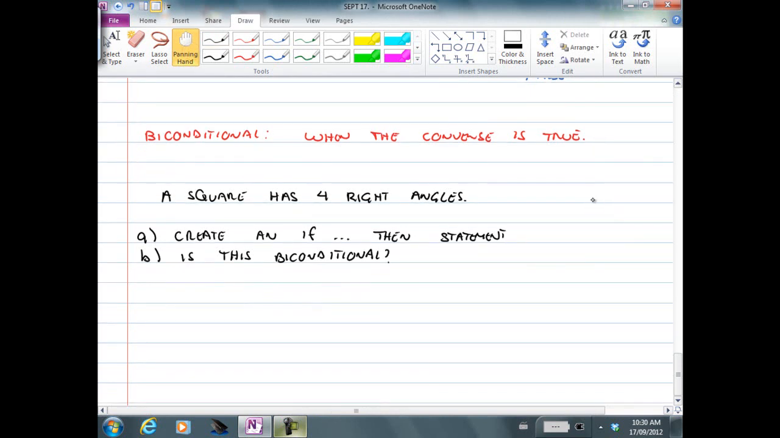So what's your if-then statement going to be for this? If what? What about it? If four right angle. Nope. That's a converse. Amit, what's your if-then statement going to be? If it's a square, it has four right angles. That's correct. It has 4 right angles.